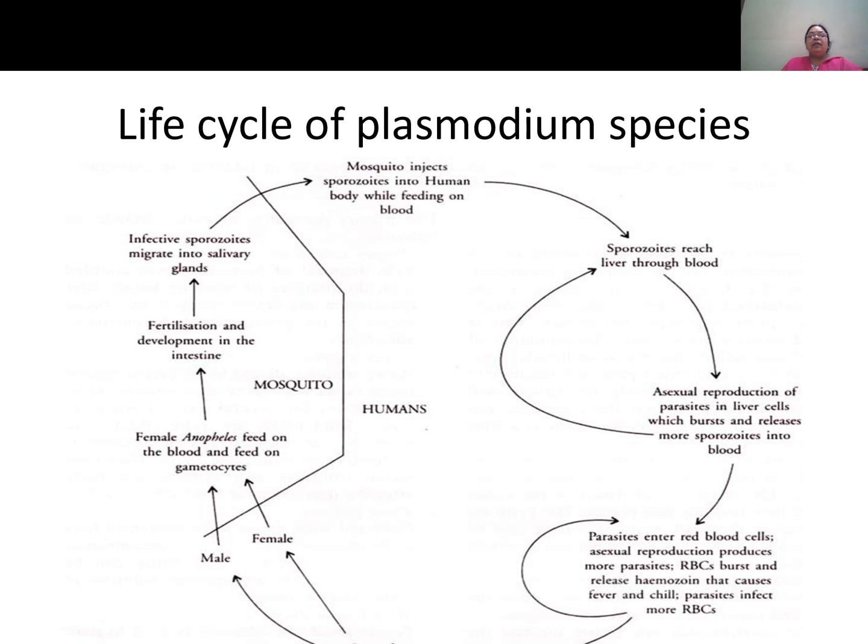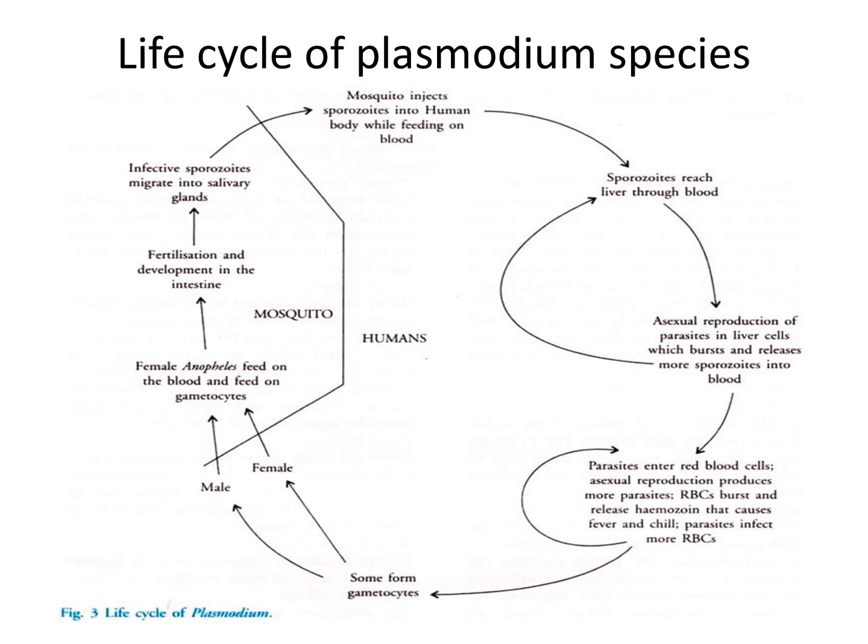Now here you can see the life cycle of the Plasmodium species. The mosquito injects sporozoites into the human body while feeding on blood. Sporozoites reach the liver through blood. Asexual reproduction of parasites occurs in liver cells, which burst and release more sporozoites into the blood. Parasites enter red blood cells. Asexual reproduction produces more parasites. RBCs burst and release hemozoin that causes fever and chills.